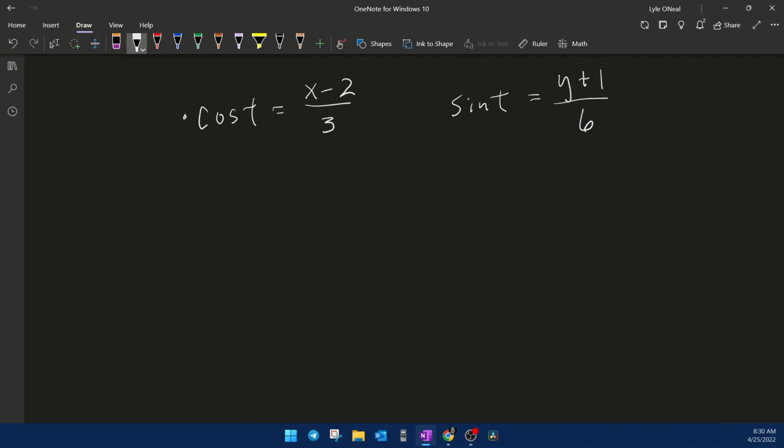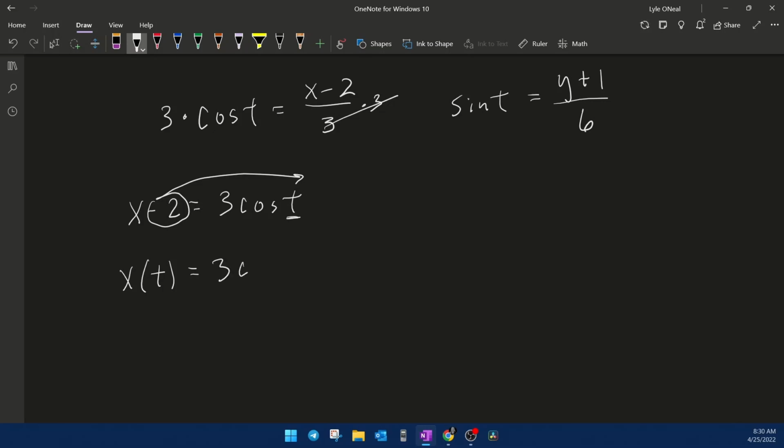All right, here we go. Multiplying both sides by 3 to get rid of my fraction. That's going to give me x minus 2 equals 3 cosine t. And then if I move the minus 2 over, that will isolate the x. And we're going to write that with function notation. Because this is in terms of t, this would be x of t equals 3 cosine t plus 2.